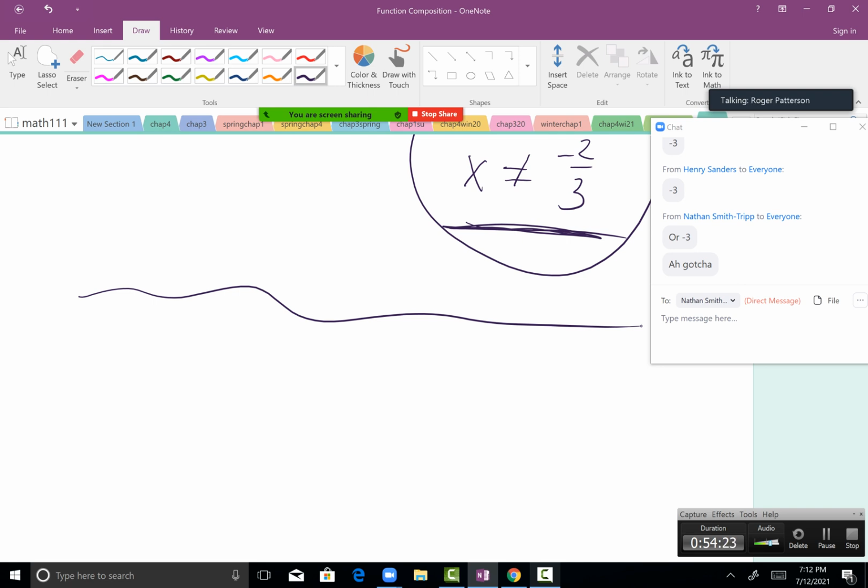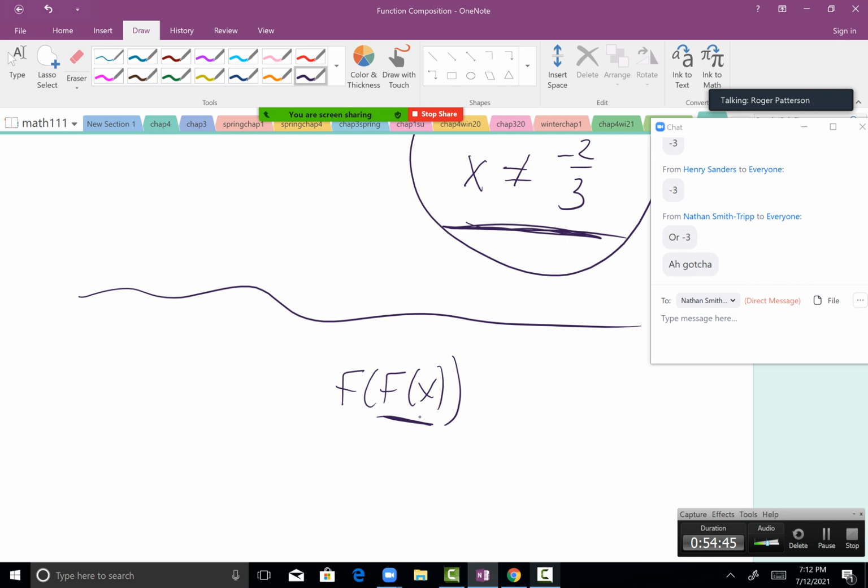There'll probably be a couple things on there. When they ask you to do this, you go, what? Yeah, you're actually taking the f function and putting it into the f function, okay? It doesn't make a lot of sense, but it is something that they ask you to do. So that's what you're doing.